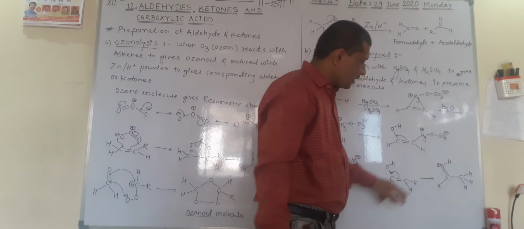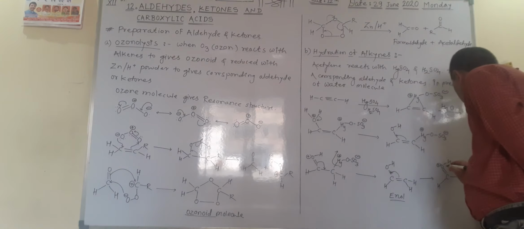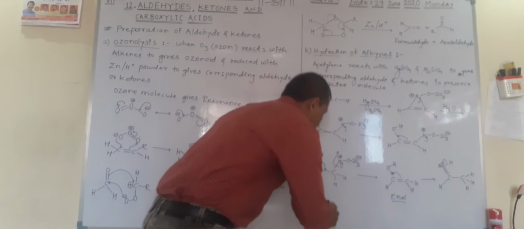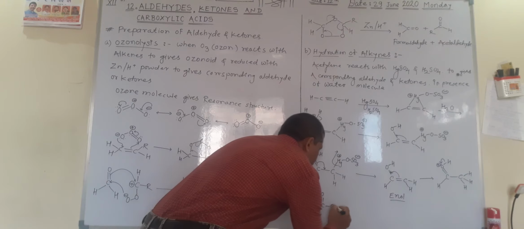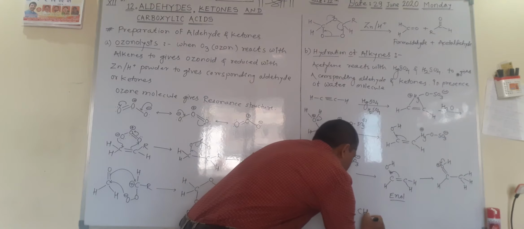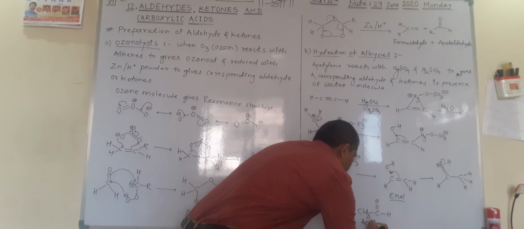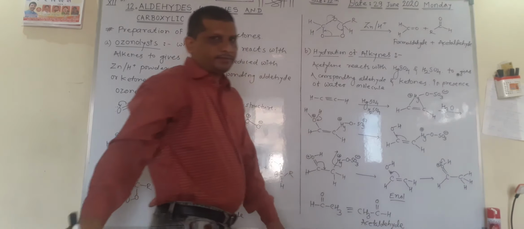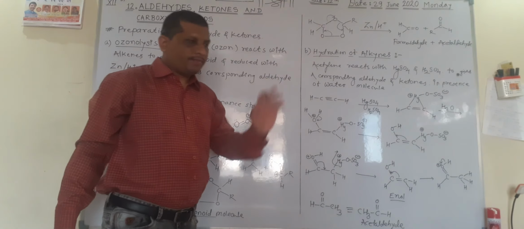This positive charge can be neutralized with this hydrogen shifted to here. Now here is formed CH3 C double bond O H, and this compound is known as acetaldehyde. In this way, these two reactions form the corresponding aldehyde and ketones.